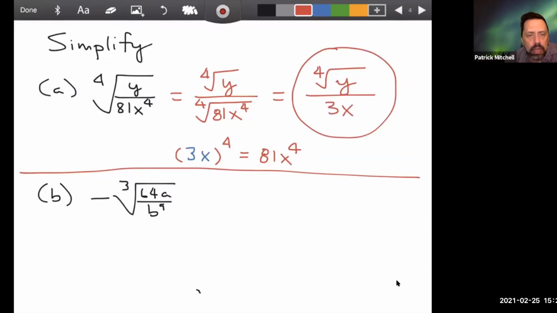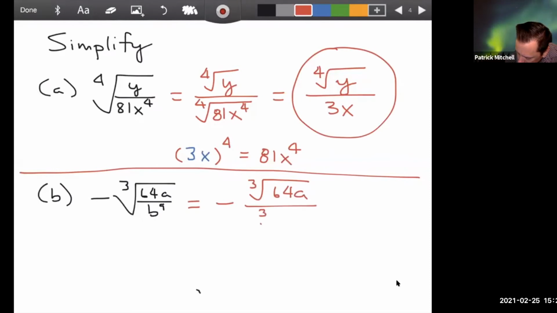All right, next we have negative cube root of 64a over b to the 9th. This negative sign is just going to come along for the ride. I don't think we're ever going to do anything with it in this problem. Let's put this cube root on top. Put the cube root on the bottom. Okay, now in this problem, I have to be careful. Let's deal with the denominator first.